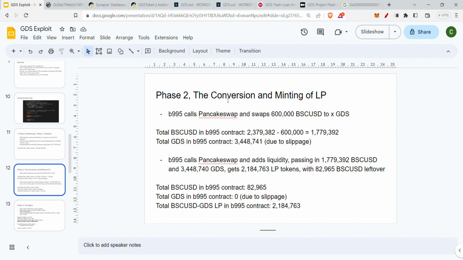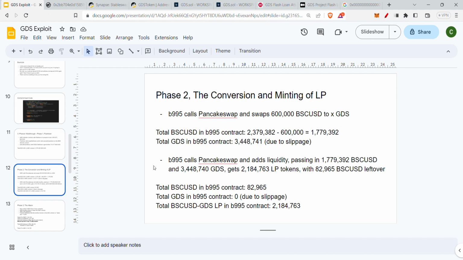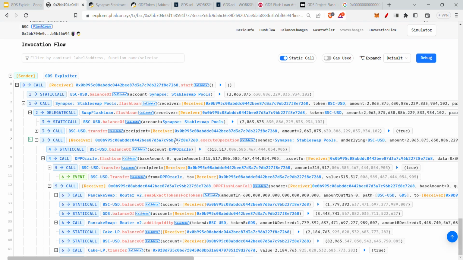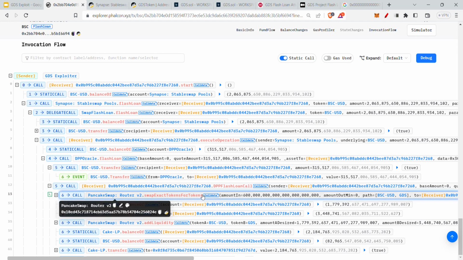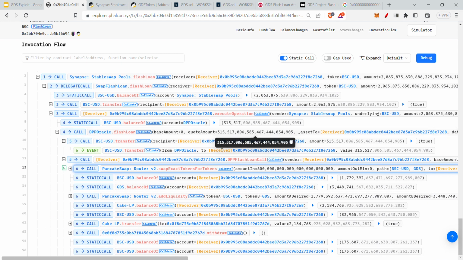So phase 2, the conversion and minting of LP. Right now, this B995 contract has this amount of BSC inside. What he does first is he calls swap exact tokens for token. He swaps 600,000 tokens. What this means in this line 13 is that he wants to swap 600,000 USD tokens for an appropriate amount of GDS tokens.